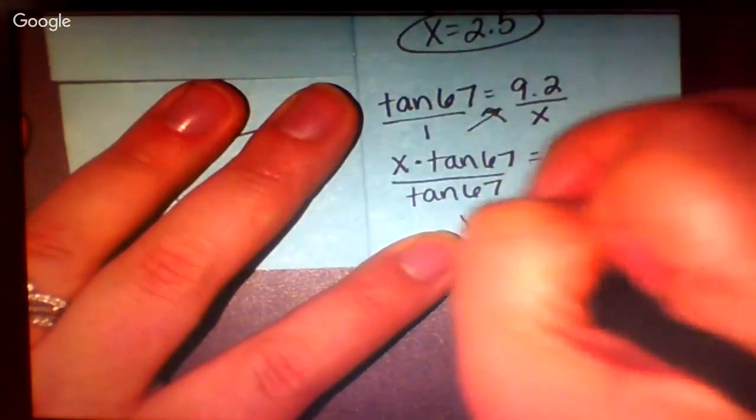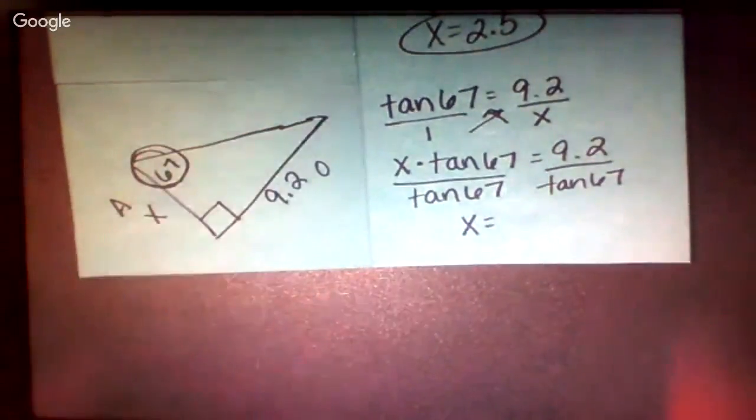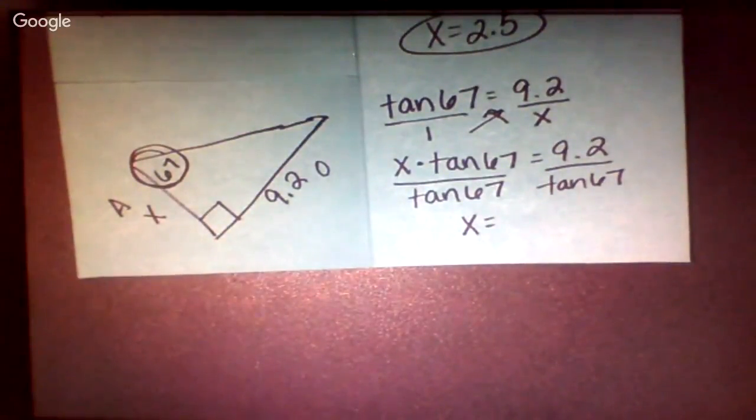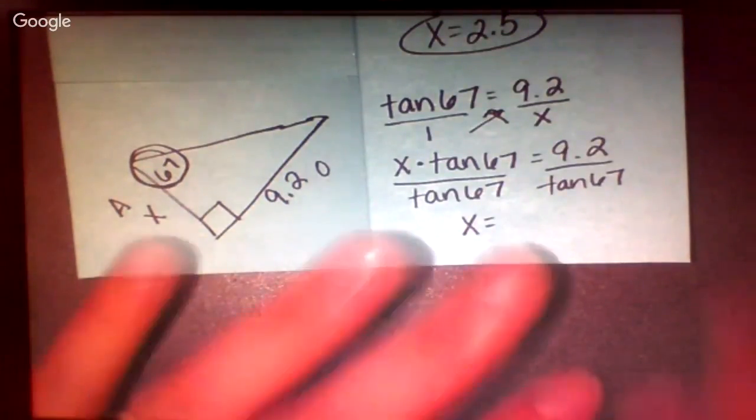So 9.2 divided by the tangent of 67 will give you the length of that adjacent side. 3.9.